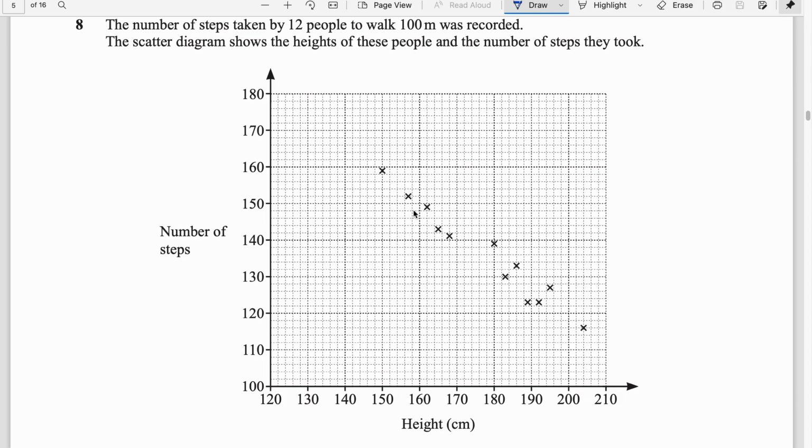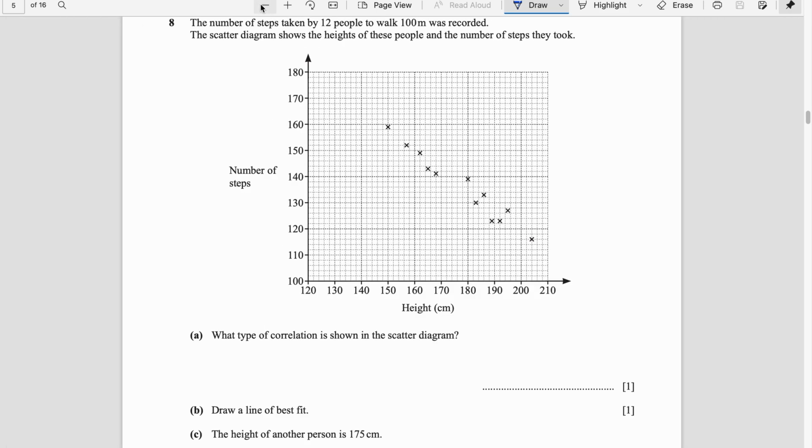Question number 8. The number of steps taken by 12 people to walk 100 meters was recorded. The scatter diagram shows the height of these people and the number of steps they took. So let us just zoom out a little. What type of correlation is in the scatter diagram? You see, one thing is increasing, the other is decreasing, so it is negative.